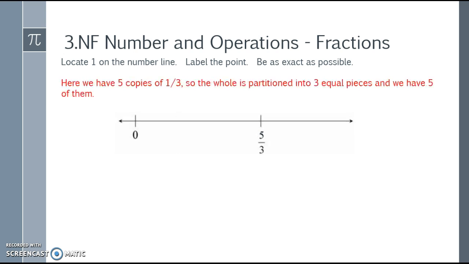Locate 1 on the number line. Label the point, be as exact as possible. Here we have 5 copies of 1/3. So the whole is partitioned into 3 equal pieces, but we have 5 copies of them. So that means I need to split them into 5 different pieces. So I go back 5 and I label my points 1/3, 2/3, 3/3, 4/3, and 5/3. I can now label my point of 3/3 or 1 on the point.